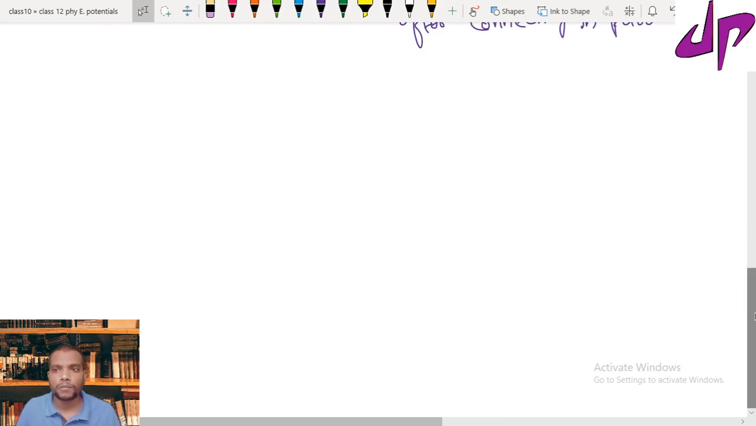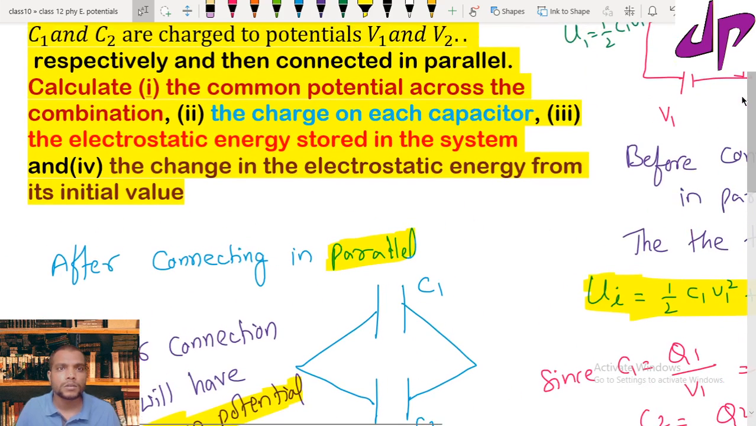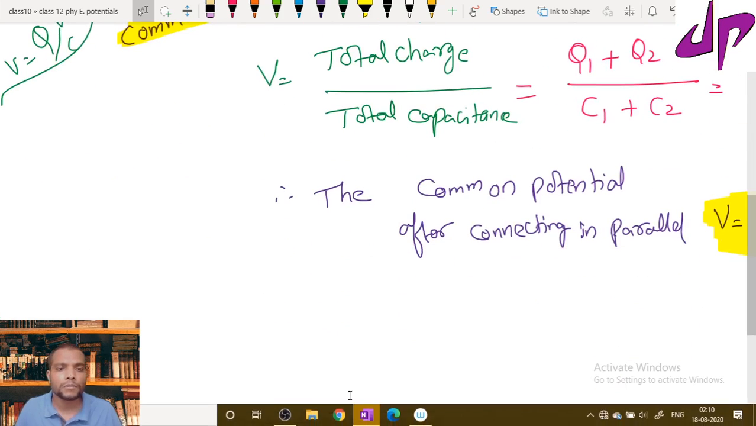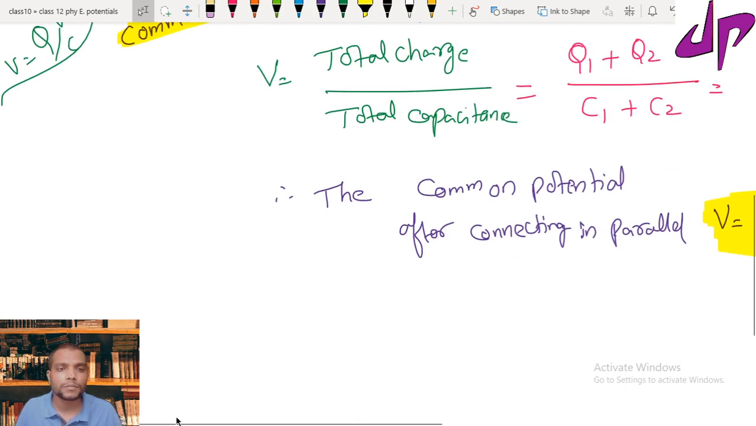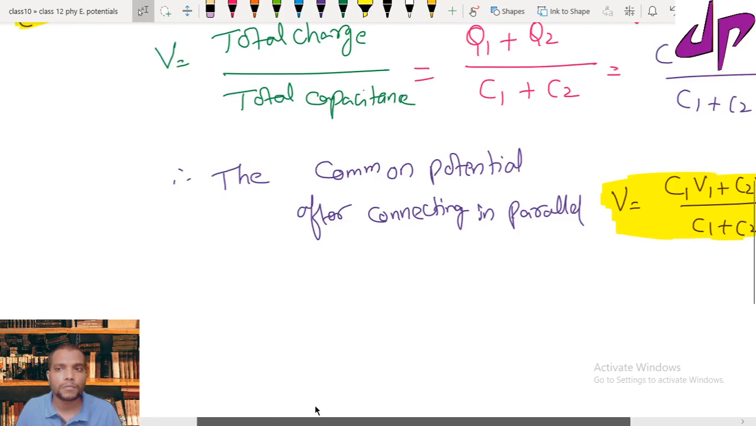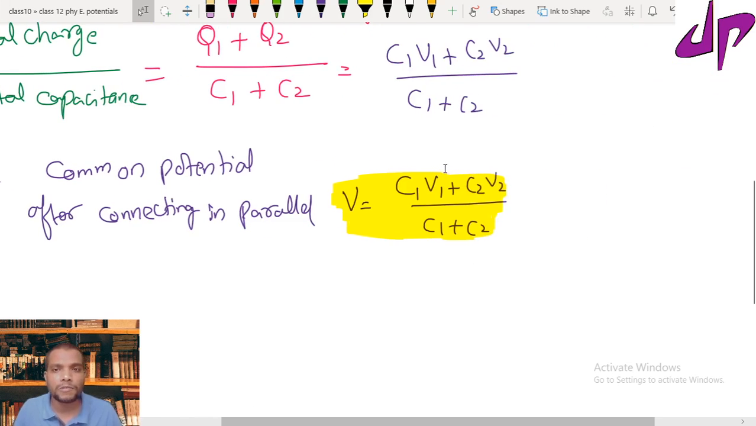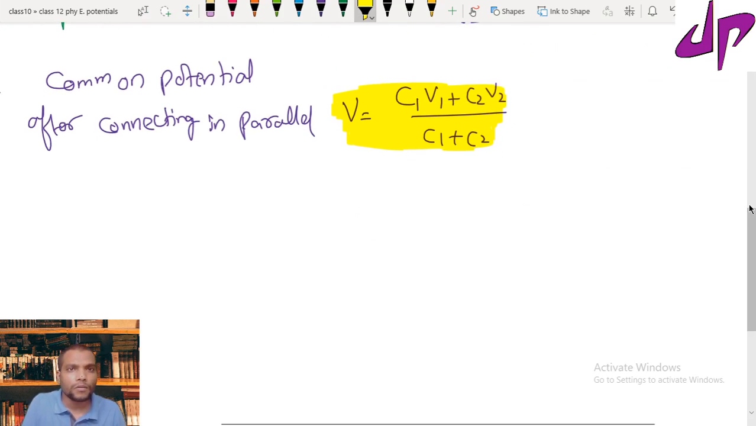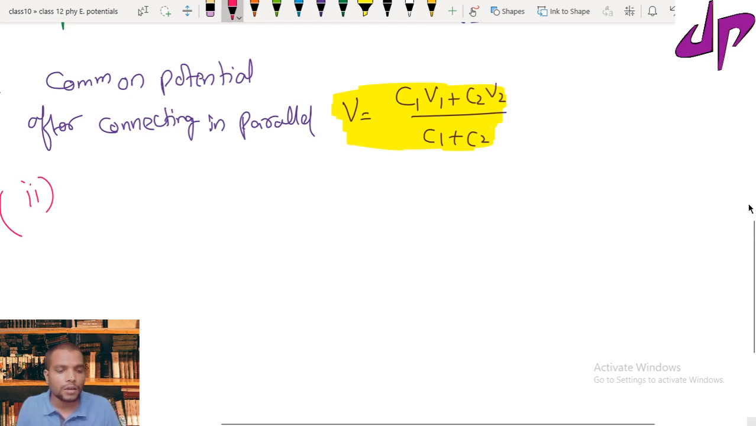Now in the given problem, the common potential across the combination is, the first part, C1 V1 plus C2 V2 upon C1 plus C2. So that is the expression for common potential. Now for the second question, what is the net charge?